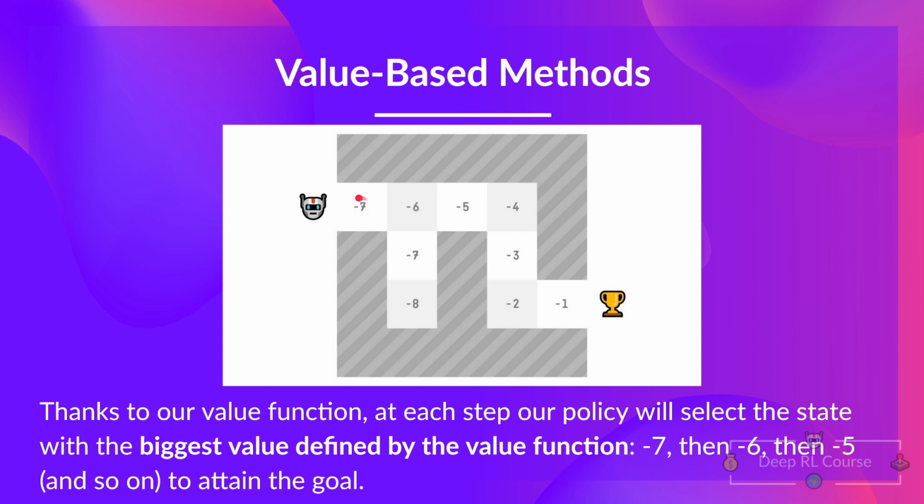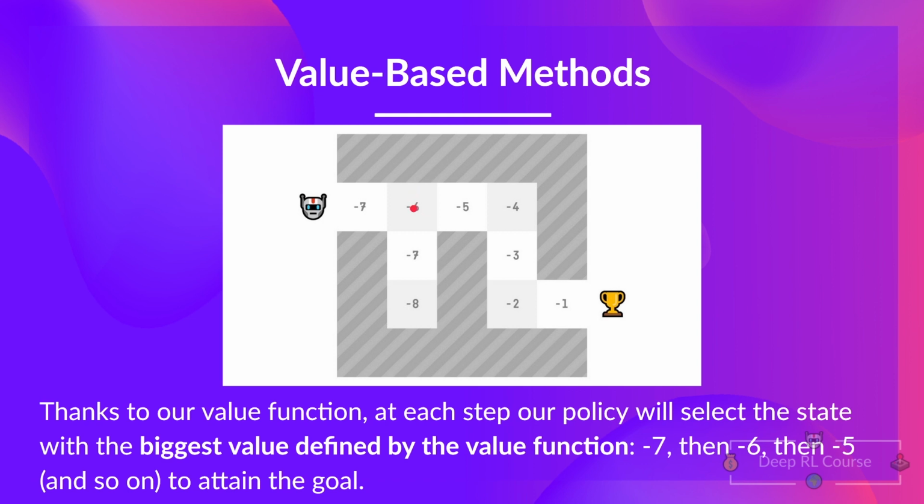So here, why is it -7? Because if we calculate, the reward here is -1, -2, -3, -4, -5, -6, -7. That's why it's -7. And what we see here is that thanks to our value function, at each time step, our policy will select the state with the biggest value defined by the value function. So here, he goes to the right, to the state with the highest value.